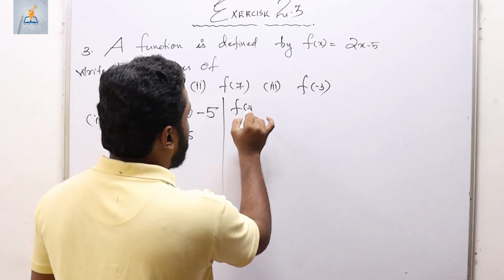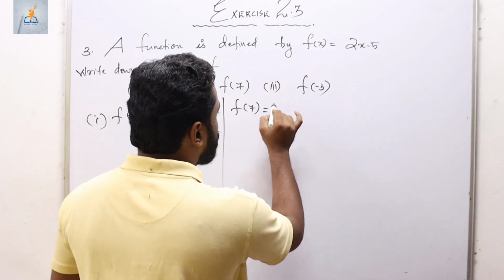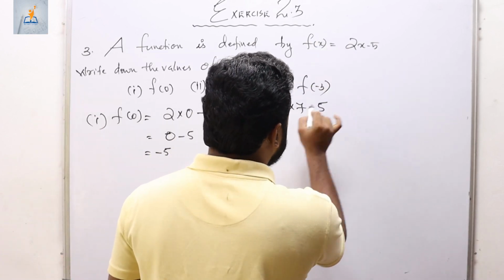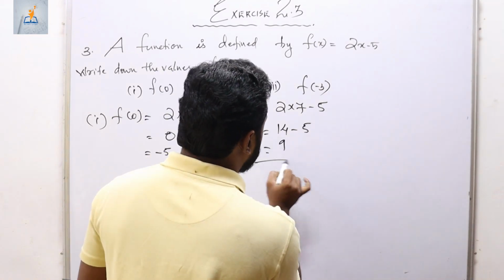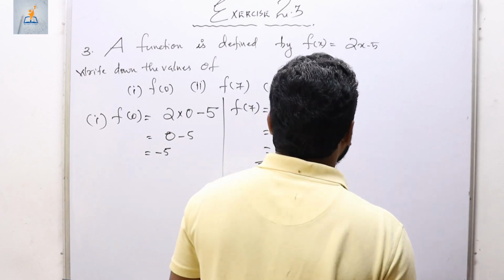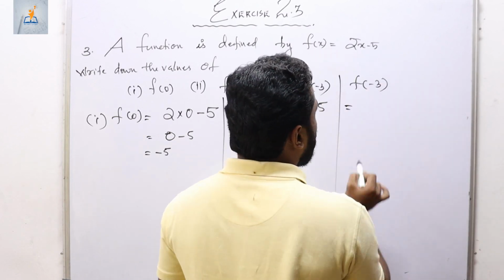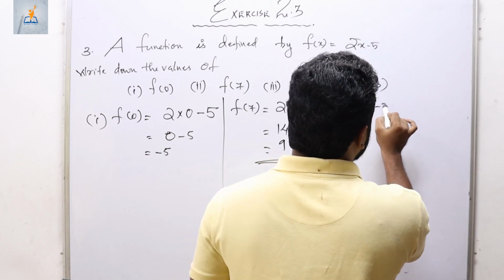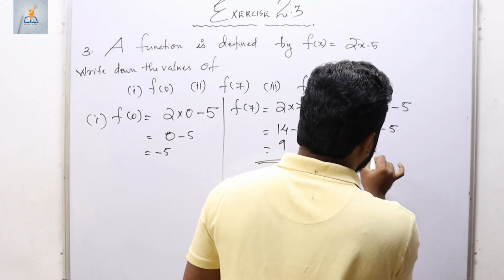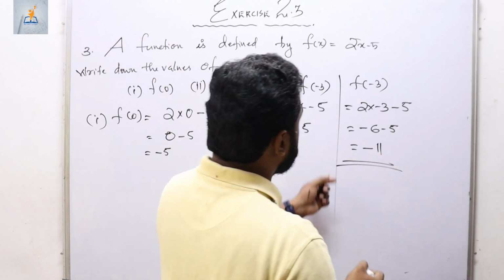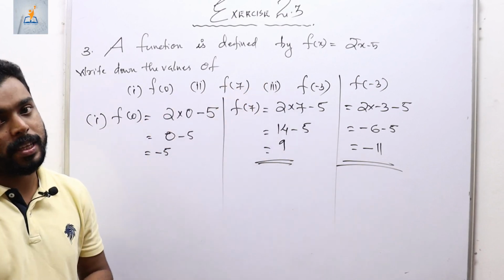Coming on to the second one, f of 7. We have to put 7 instead of x here. So it will become 2 into 7 minus 5. It is equal to 14 minus 5. It is equal to 9. So this is f of 7. Again, f of minus 3. We have to put minus 3 instead of x here. It will become 2 into minus 3 minus 5. It is equal to minus 6 minus 5. It is equal to minus 11. So this is f of minus 3. So we get f of 0, f of 7 and f of minus 3.